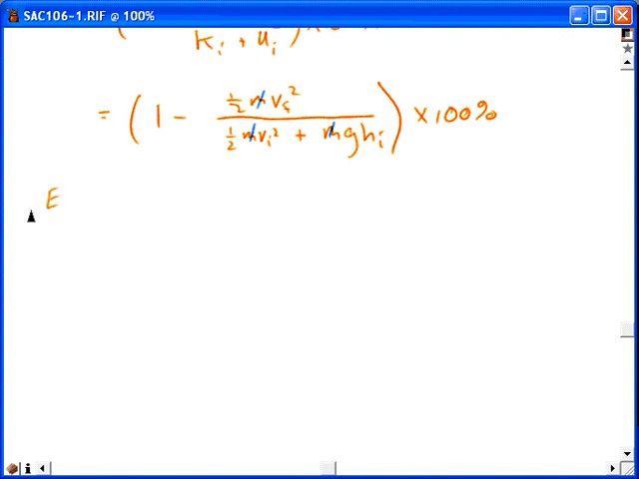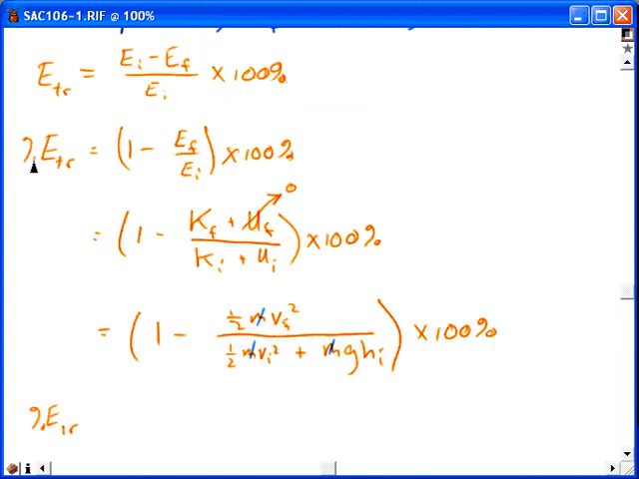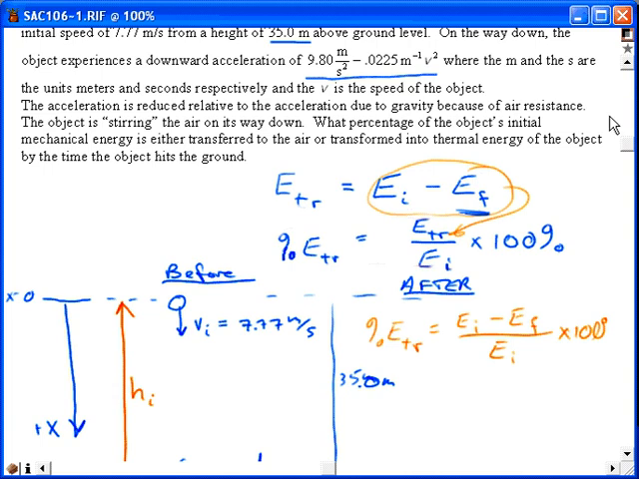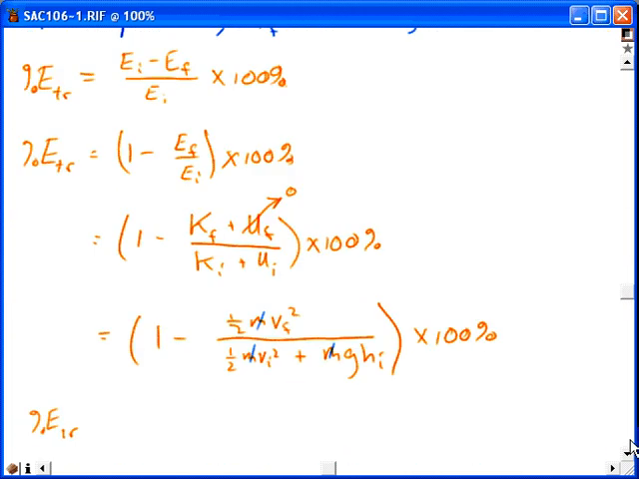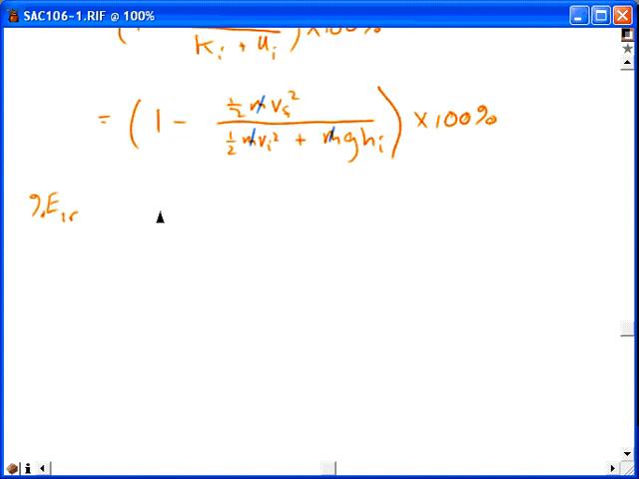So this percent E transferred, what I called it up here, and it should have been that right there, yeah, that's what I wanted to copy down before. I think I'll just multiply this top and bottom by 2. So 1 minus vF squared over vI squared plus 2 g hI, and then times 100%.